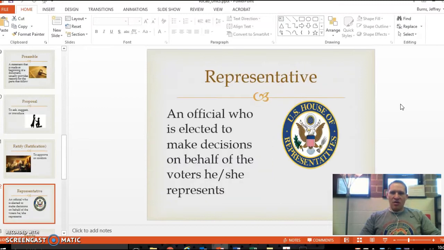All right. Representative is a member, it could be a member of Congress, or just in general, a representative is kind of a general term. Someone who's elected to make decisions for the people that voted him or her into office. So that's a representative.